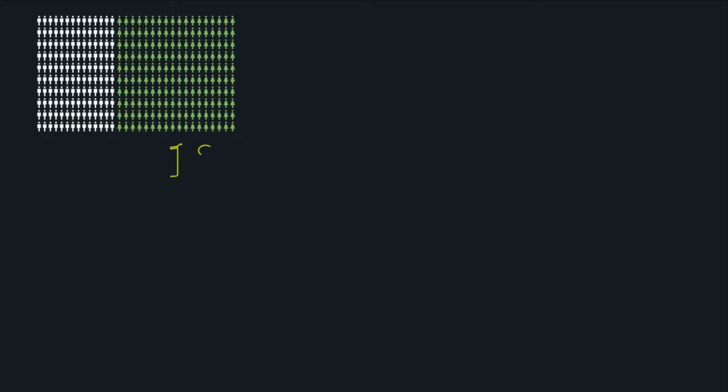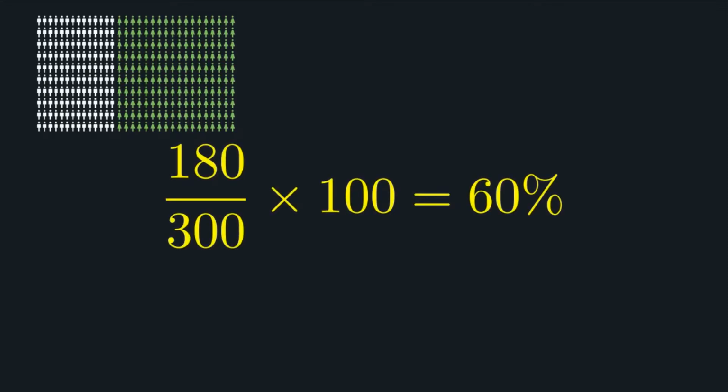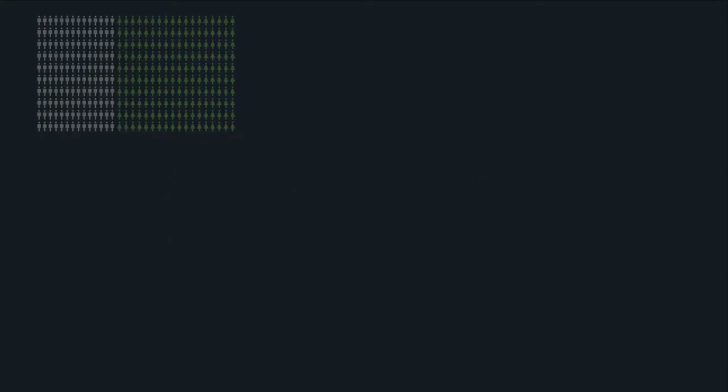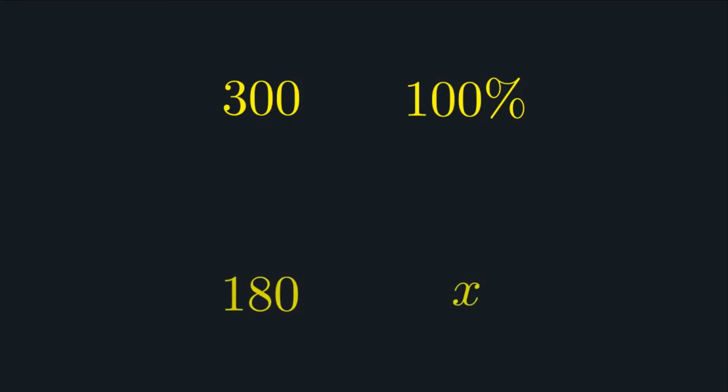Now let's find the percentage of women to all people in our group. We have 300 people. Of these, 180 are women. Then women make up 60% of all people. It's a little hard to remember the order of operations. So here's a quick method for calculating percentages where you don't have to remember anything.